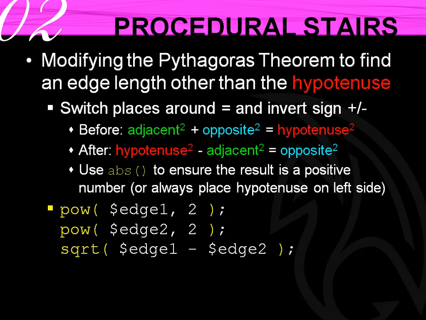So here's essentially what we would do. We would put one edge to the power of 2, another edge to the power of 2, because, again, remember, hypot does that for us. But in our case, we're actually going to be rolling our own hypotenuse Pythagoras command. So first we put the two edges to the power of 2, and then we do the square root of one edge minus the other to find the length of the hypotenuse, or whatever other edge happens to be the one that we're looking for.